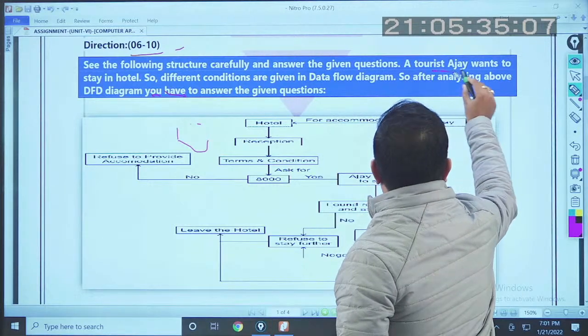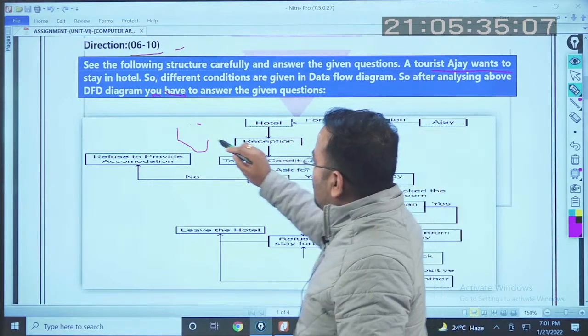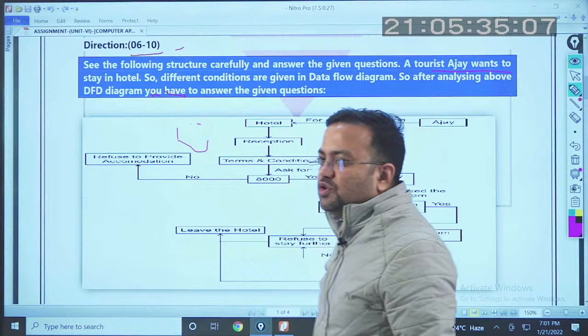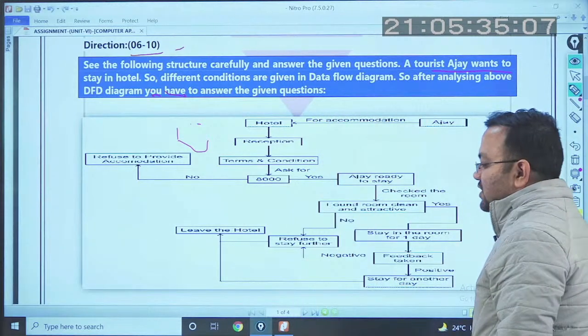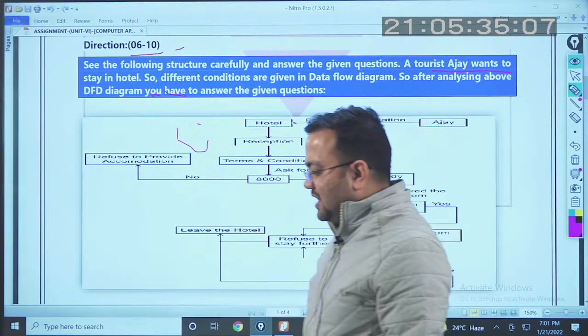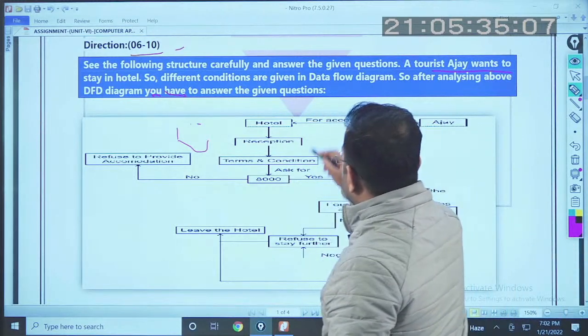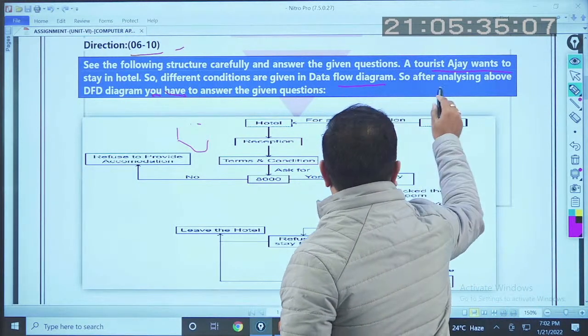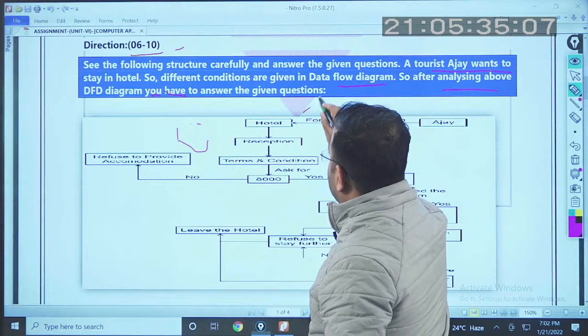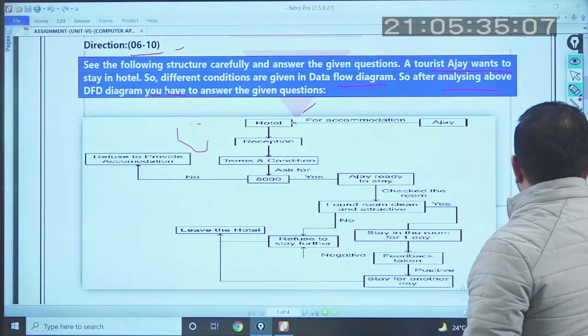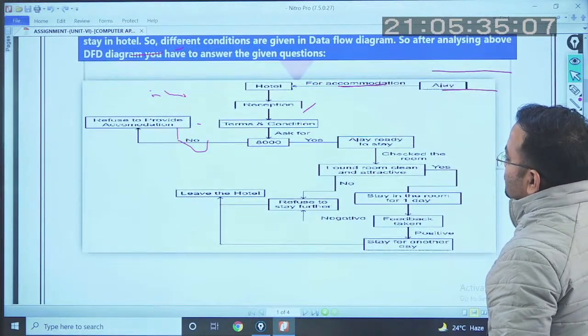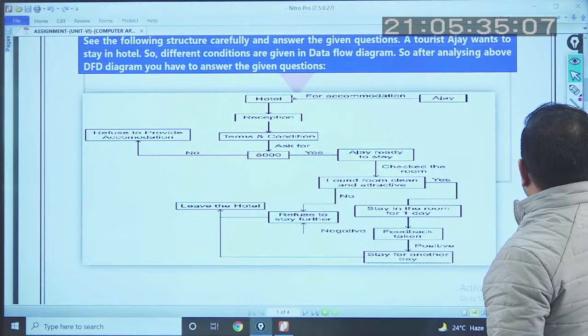A tourist Ajay wants to stay in a hotel. So Ajay is a tourist and he has visited a favorable place and he needs to stay at a hotel. So different conditions are given in the data flow diagram. So after analysis of the diagram, now we are going to solve the questions. So what is the diagram here students? First we have to analyze the diagram.